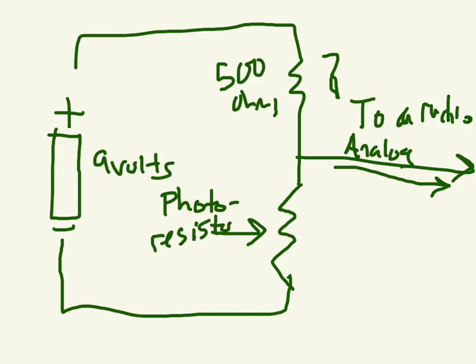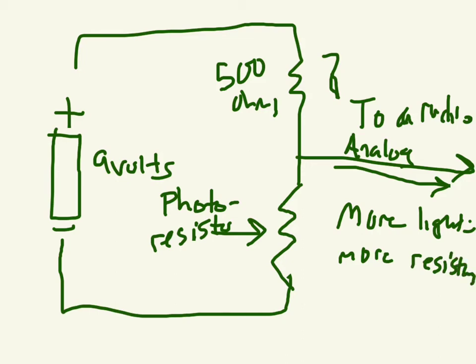So a photoresistor changes its resistance depending on how much light it's getting. For our example, we're going to say more light equals more resistance. So let's say we have lots and lots of light in our circuit because we want to measure the light. And we're going to say this is a huge number, like 1,000 or 100,000 ohms.